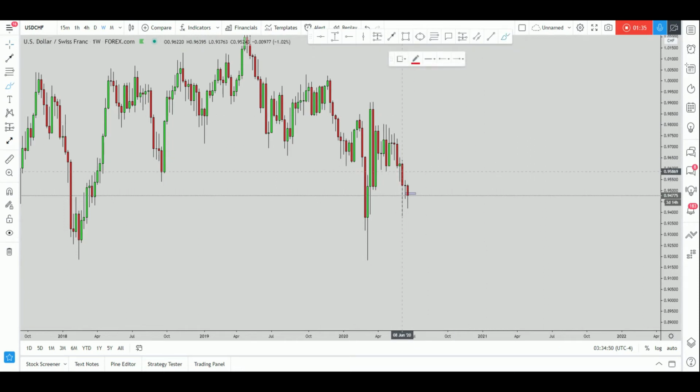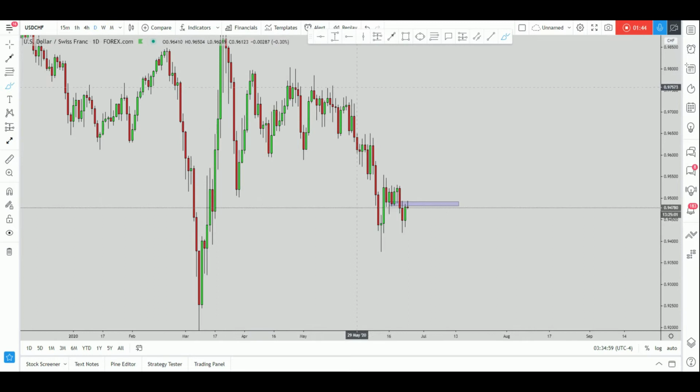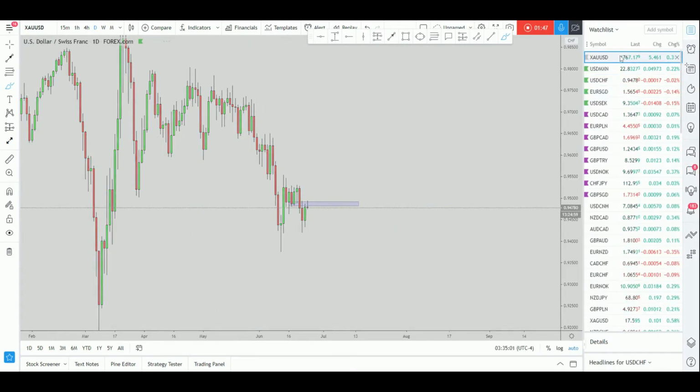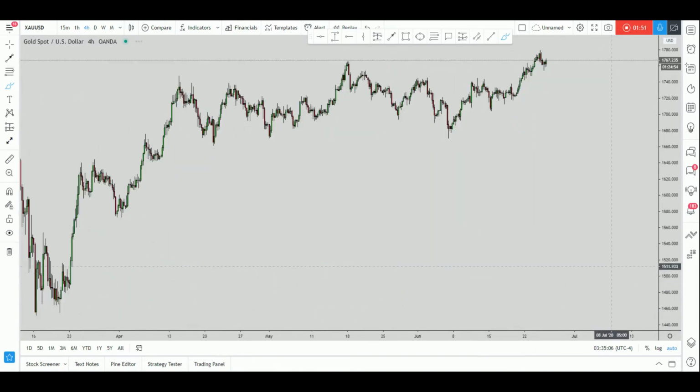Now, from a weekly perspective, we have this candle here, and what do you expect? You expect the next candles to fill in the wick of this candle. We spoke about this pattern many times. Now, let's go and see what we have from a USD CHF perspective, and let's see what kind of situation we have.